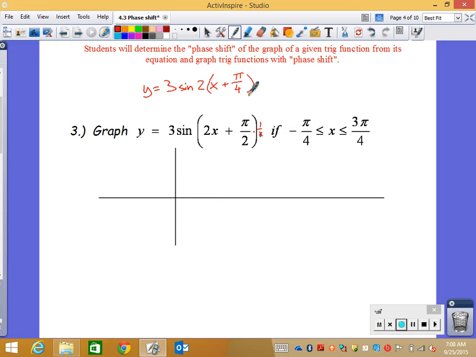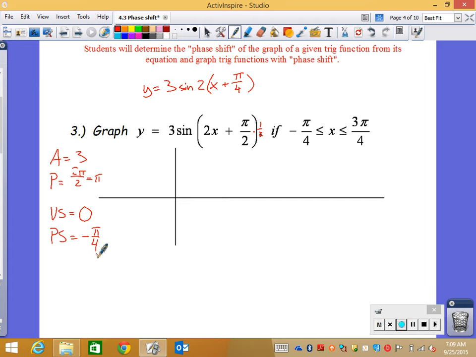So let's write out all 4 of my key values again. Amplitude, well that's 3. My period, my b value now is 2, so I'm going to have 2 pi over 2, and my new period is pi. Vertical shifting, well I said I have no d value, so my vertical shift is 0. Now my phase shift is whatever I'm adding or subtracting to x. Since I'm adding, it's going to be a negative pi over 4.